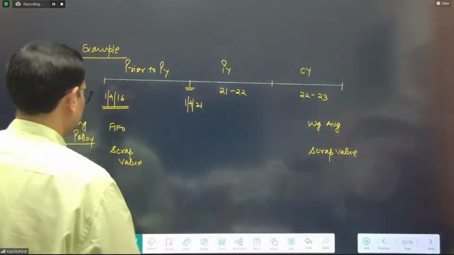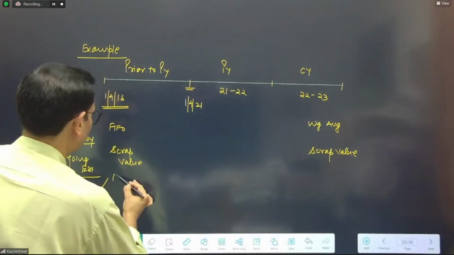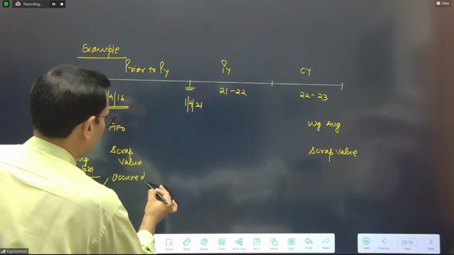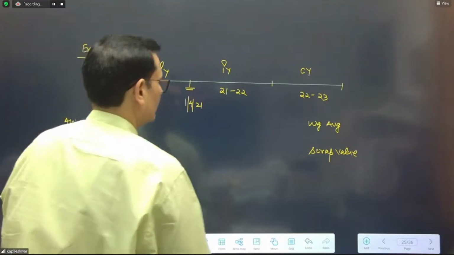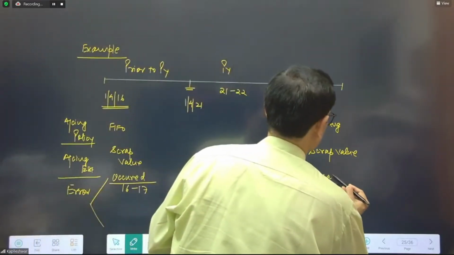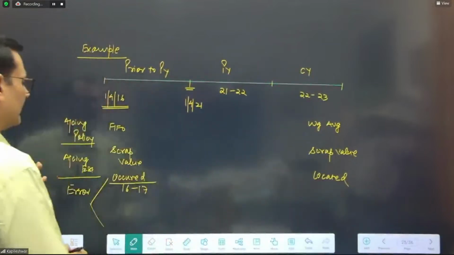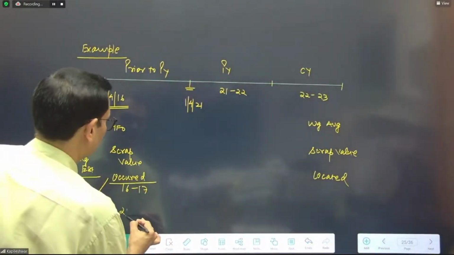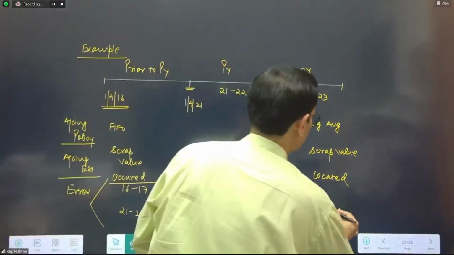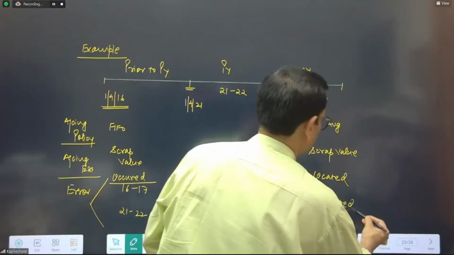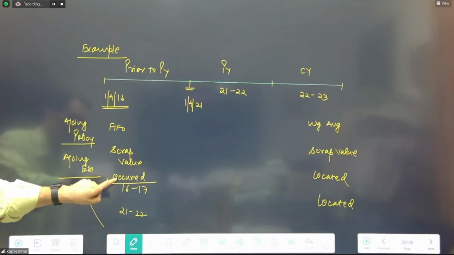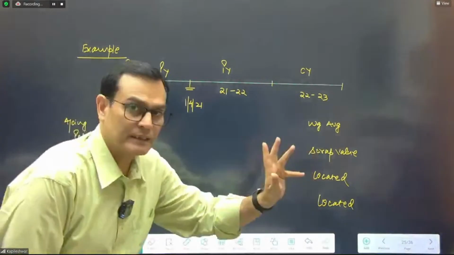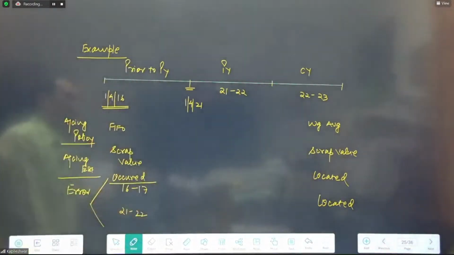Now I'm taking two cases. The error occurred, let's say in the year 16-17, and it is located in the current year. And I'm considering the error occurred, let's say in 21-22, and it is located in the current year. So two variations I'm going to consider. Watch this very carefully. You're going to get a complete clarity of thoughts on this.